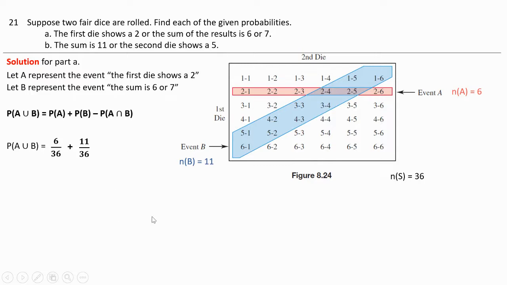Now, minus, where do they intersect? Right, where do they intersect? A and B. They intersect here and here. So there's 2. So it's going to be 2 over 36. So 6 plus 11 minus 2 will give us 15 over 36, right? We simplify. The answer will be 5 over 12. So this is the probability, 5 over 12.